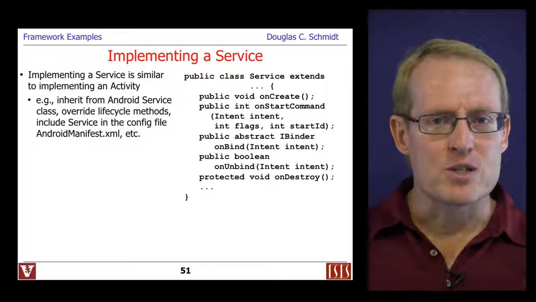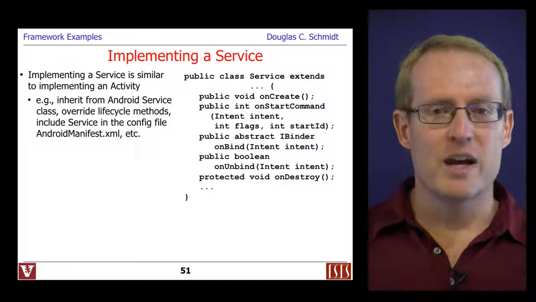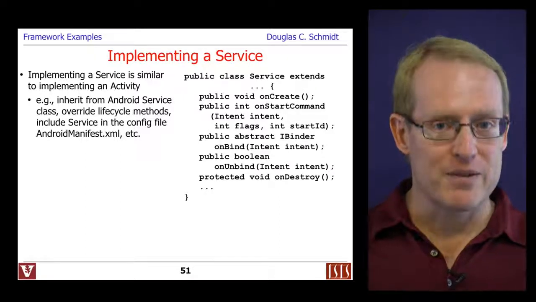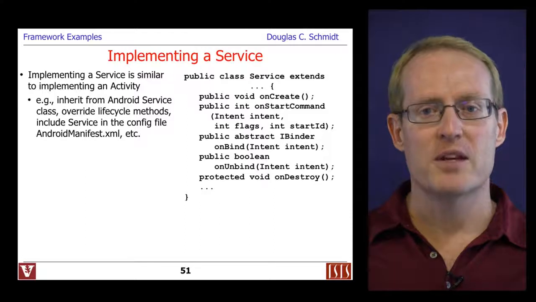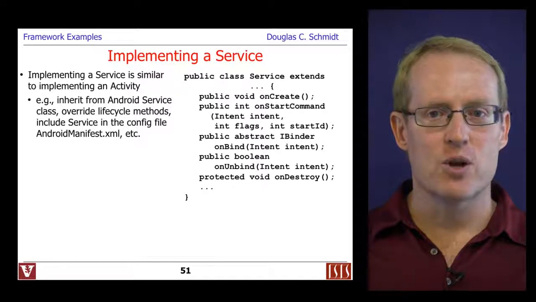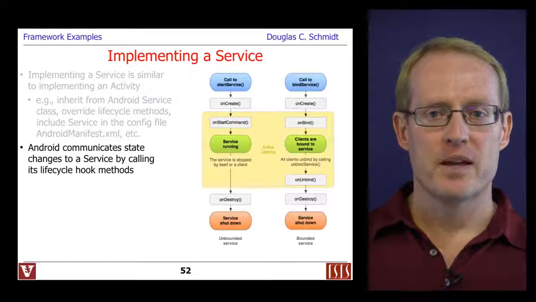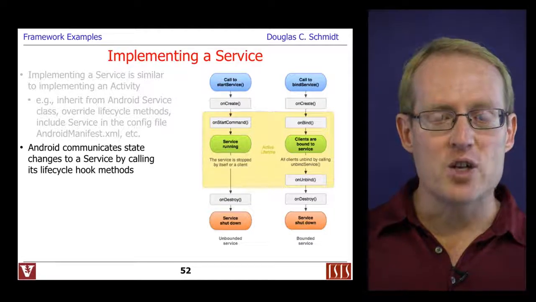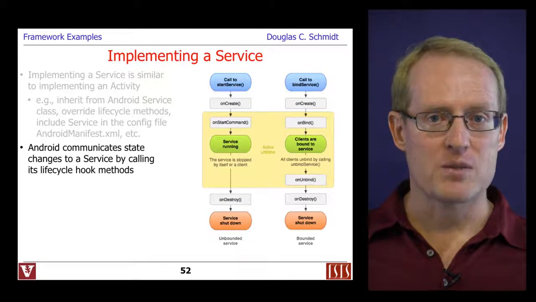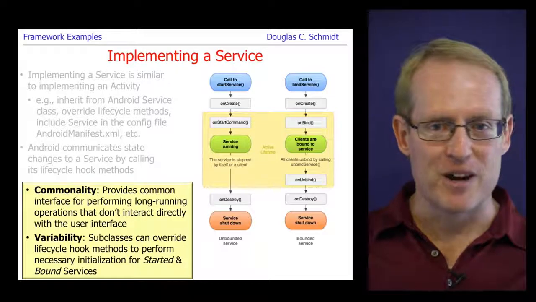So how do you implement a service? Well, implementing a service in Android is very similar to implementing an activity. You inherit from Service, and you override a number of hook methods. Depending on the kind of service that you're defining, you'll override different methods. And then you would go ahead and add this service implementation to your Android manifest file so it's known to the system and to the Package Manager. Android communicates state changes to a service by invoking the lifecycle hook methods as callbacks, and we'll talk more about that in a second. But before we do that, a quick recap of commonality and variability.